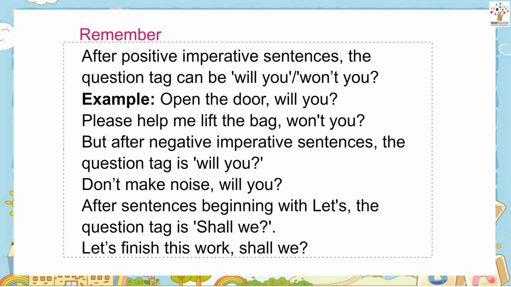Remember, after positive imperative sentences, the question tag can be will you or won't you. Example: Open the door, will you? Please help me lift the bag, won't you? But after negative imperative sentences, the question tag is will you? Don't make noise, will you? After sentences beginning with let's, the question tag is shall we? Let's finish this work, shall we?